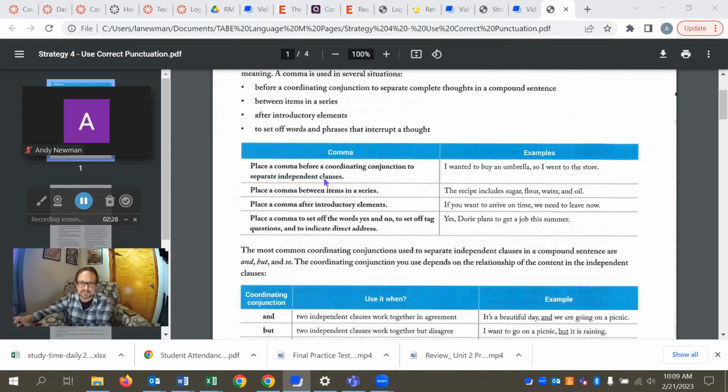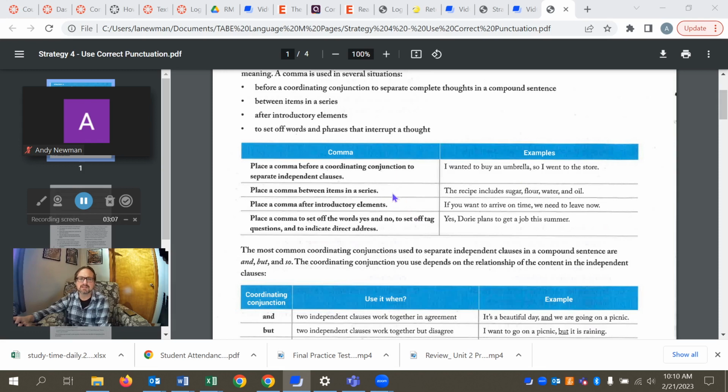All right, let's look at the chart here. So before a coordinating conjunction to separate independent clauses, okay, so we have two independent clauses here. I wanted to buy an umbrella and I went to the store. Both have a subject, both have a verb that links back to that subject. But notice here we have a comma and the conjunction so to link the two together. The meaning of this one is that the going to the store happened as a result of the wanting to buy an umbrella. So shows the effect of a particular cause.